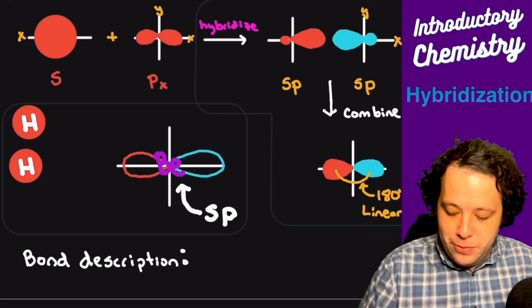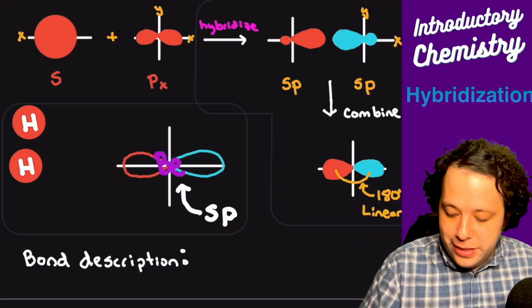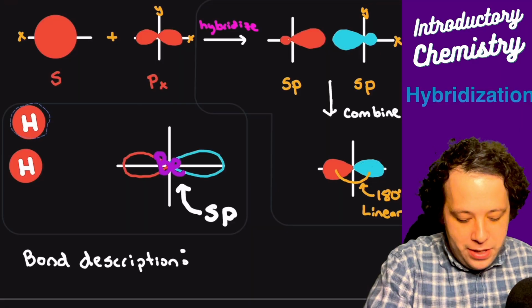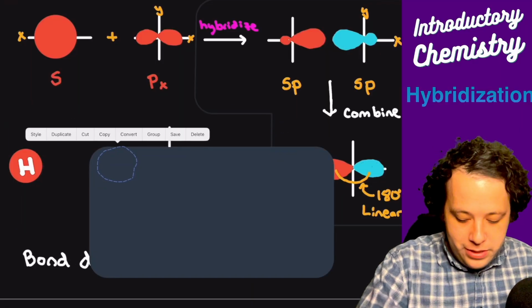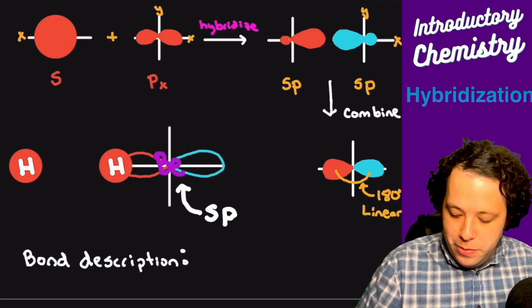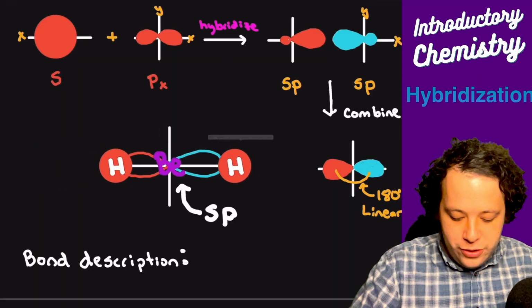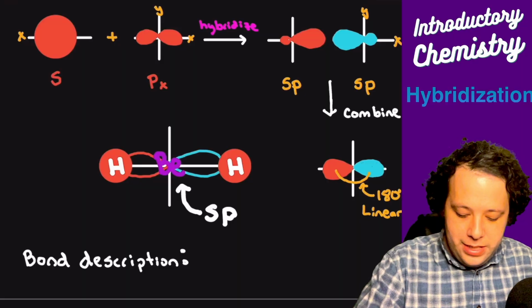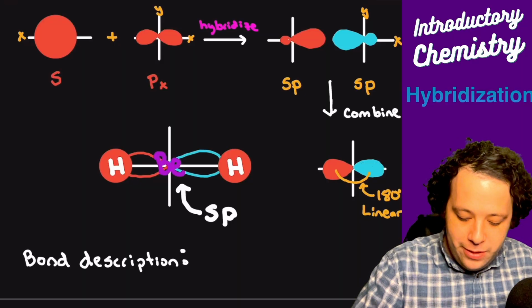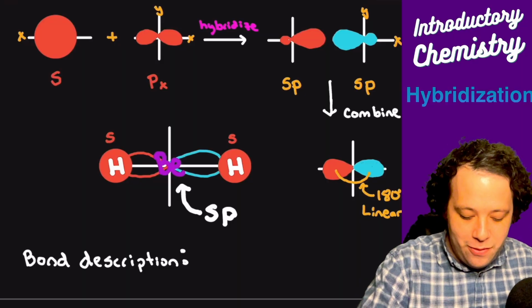So what we can do is overlay that with beryllium, and it's going to bond to the s orbitals of each hydrogen on both sides. Put one hydrogen on one side, one hydrogen on the other. So we can see we have the sp orbital, and then we have the s orbitals for hydrogen.